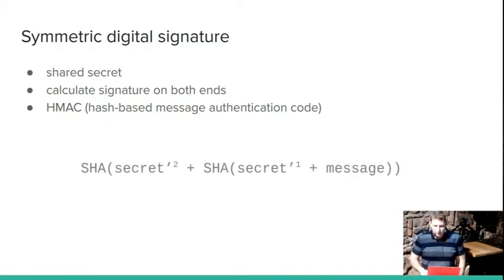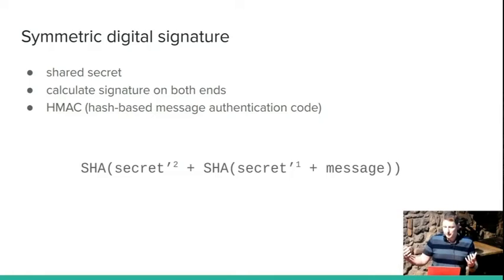So how does it work? You have the secret, and from that you derive two keys, secret 1 and secret 2, and you do hashing on multiple levels. That's a protection against the so-called message length extension attack. It doesn't really matter that much, but the important message here is that you combine the secret and the message itself, and you hash it together. That's how you create the signature.